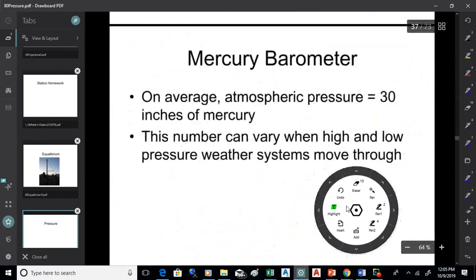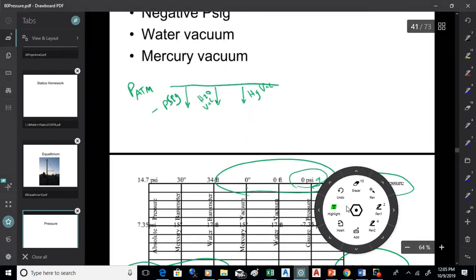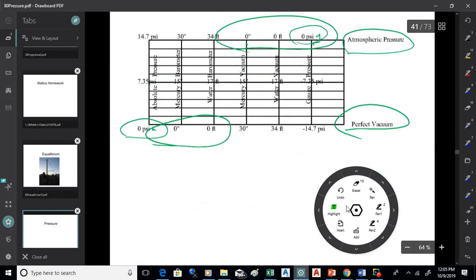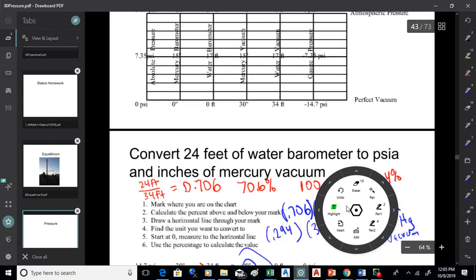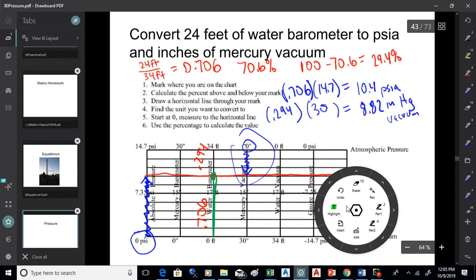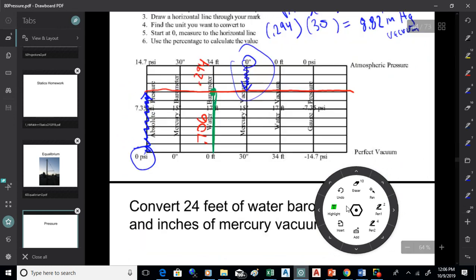And to that point, there is a chart on your formula sheet that looks like that. That's one way to work through those problems: identify your unit system, figure out what percentage is on either side of the value you're looking at, and then use that to find the other units that are used to measure that pressure in the vacuum. So we good with that?